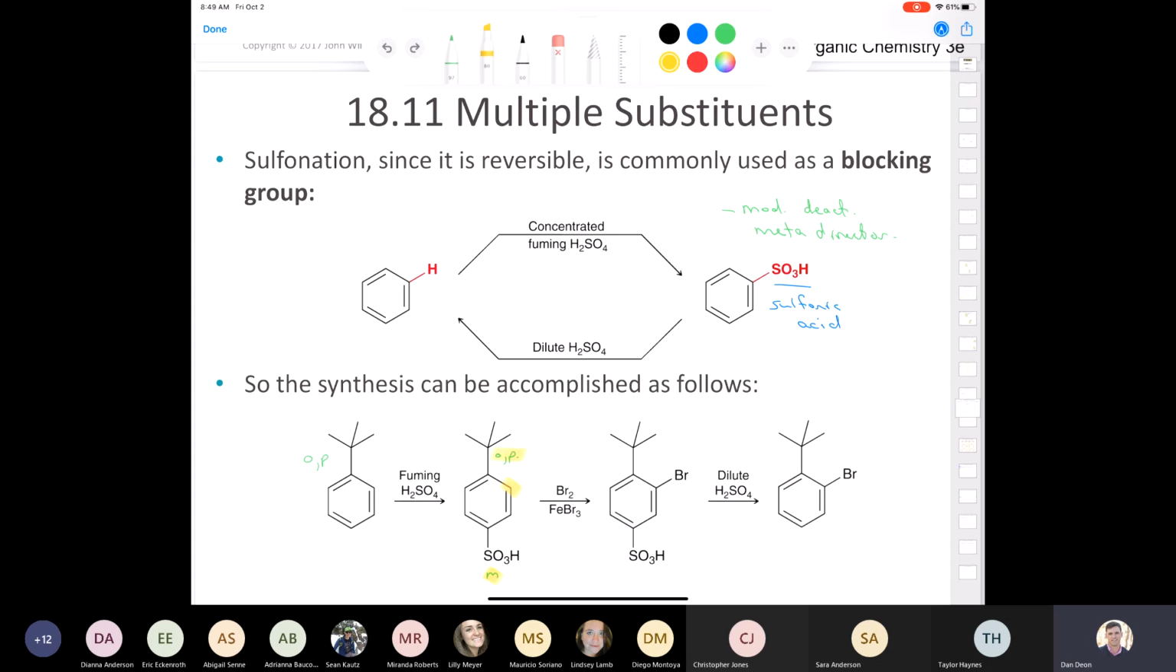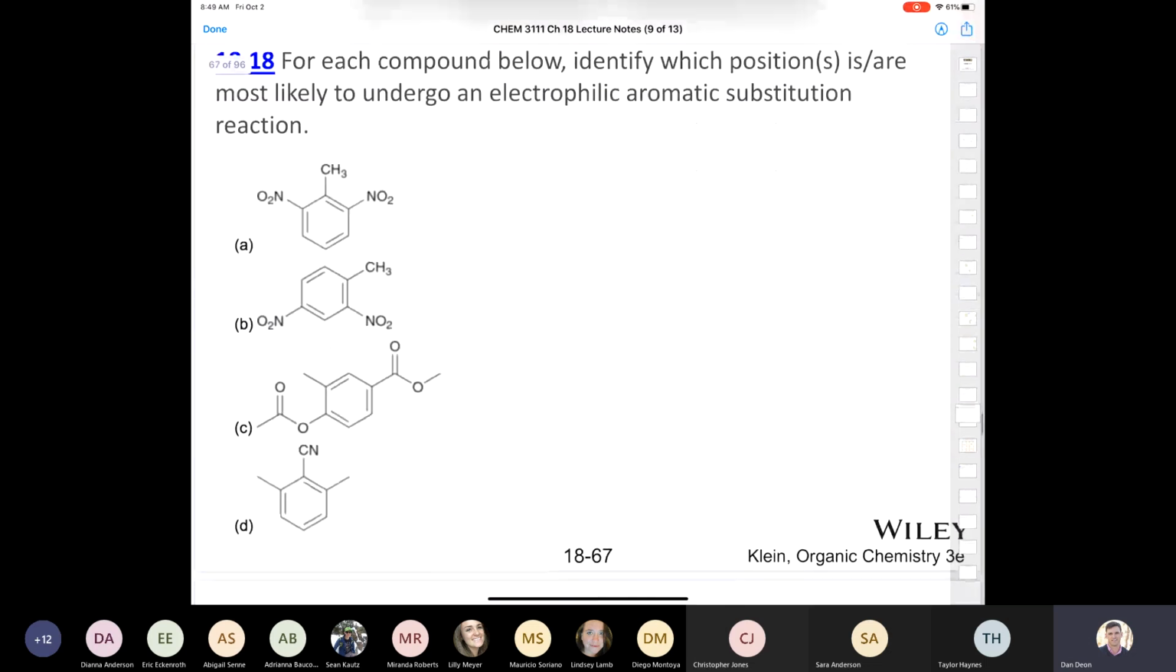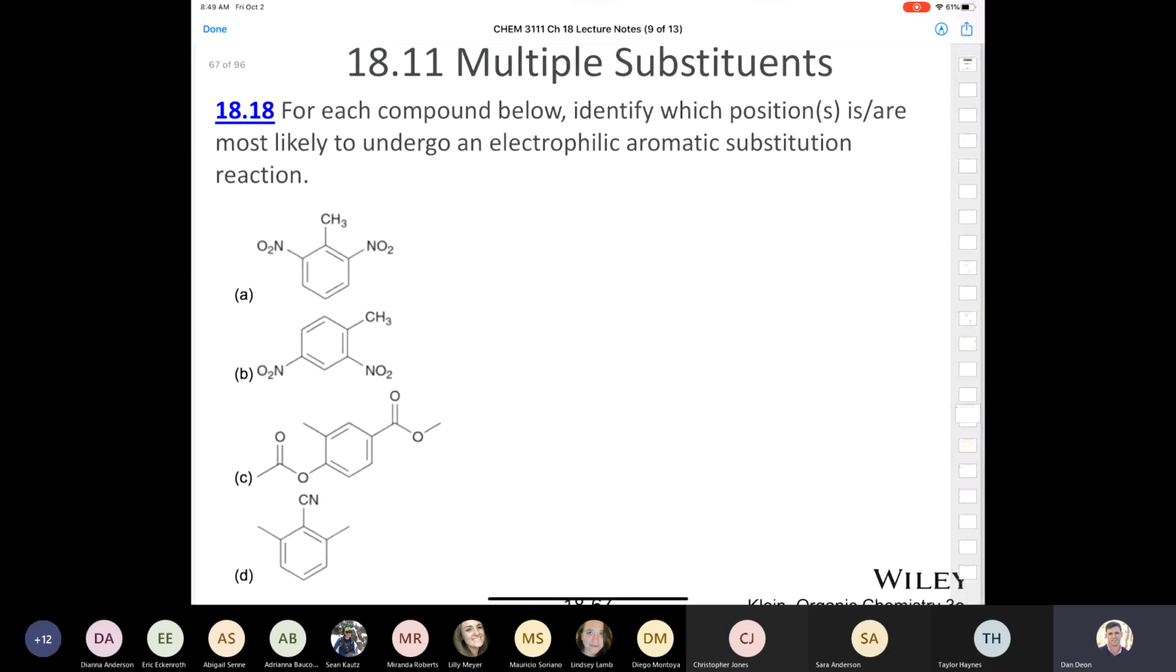And don't worry, I have a whole slide that summarizes directing effects of groups that you can change the functionality, and we'll look at that later. Anyhow, let's take a look. Ooh, it's getting interesting now. Okay, for each compound below, identify which positions is or are most likely to undergo an electrophilic aromatic substitution. You can just see how easy it would be for the people who write the ACS final exam to write a multiple choice question based on this, right? Very, very easy to write a multiple choice question based off of this.